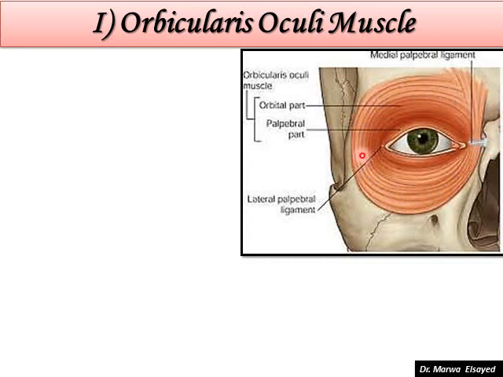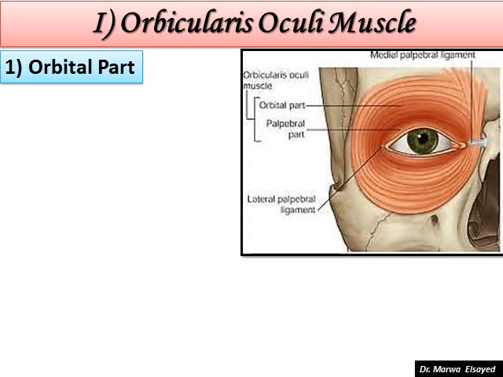Orbital part, present around the bony orbit. This is the orbital part. Palpebral part, in both superior and inferior eyelids. And the third part is the lacrimal part, which is around the lacrimal sac, present in the lacrimal fossa. Let's start with the orbital part of the orbicularis oculi muscle. For each muscle we will talk about its origin, insertion, nerve supply, and action.